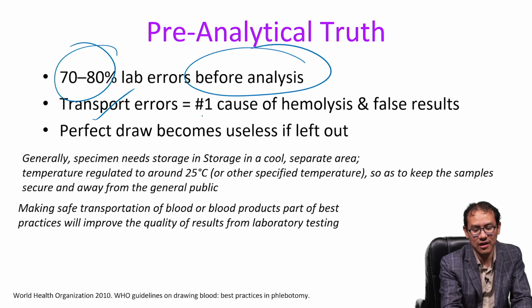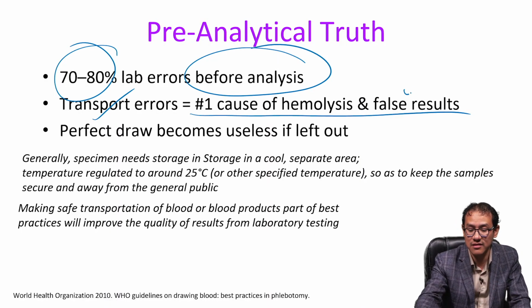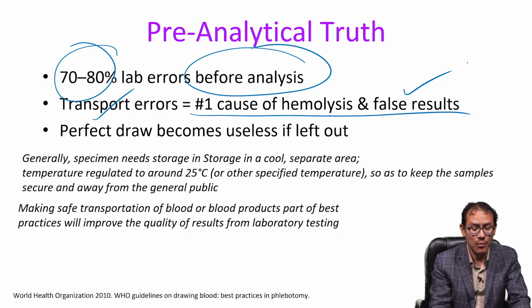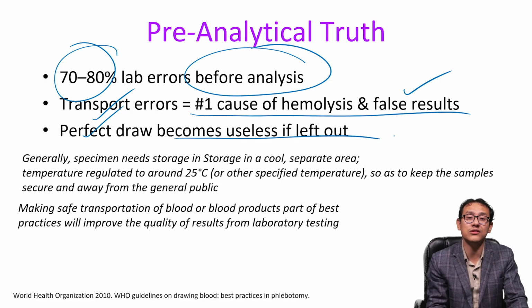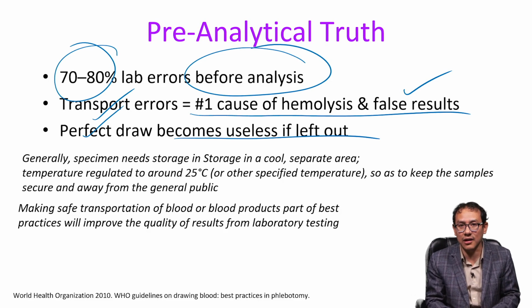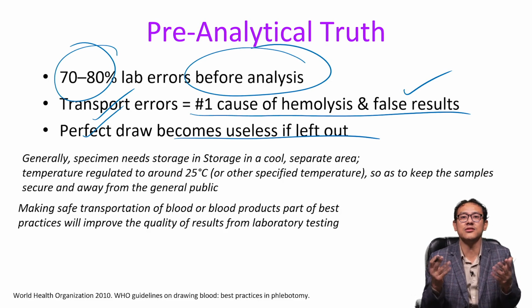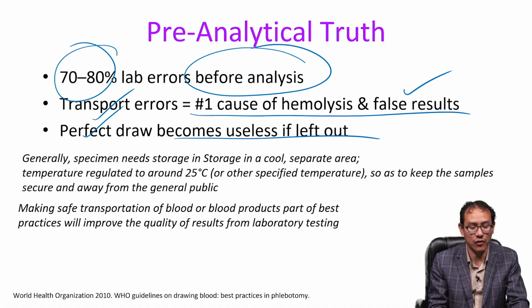Transportation error is one of the number one causes of hemolysis, and hence false results. A perfect draw becomes useless if this is neglected. That means if proper storage and proper transportation are not there, even if you draw the blood perfectly, it is useless basically. So this you have to understand.